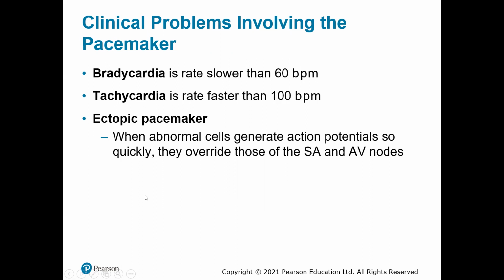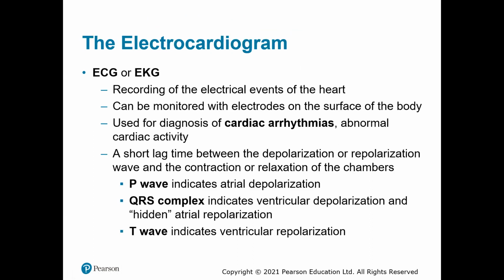And sometimes abnormal cells generate action potentials so quickly that they override the SA or AV nodes. That's called an ectopic pacemaker. So in almost all these cases, what's going to happen is a mechanical pacemaker will get inserted that triggers those cells to contract at a certain rate.